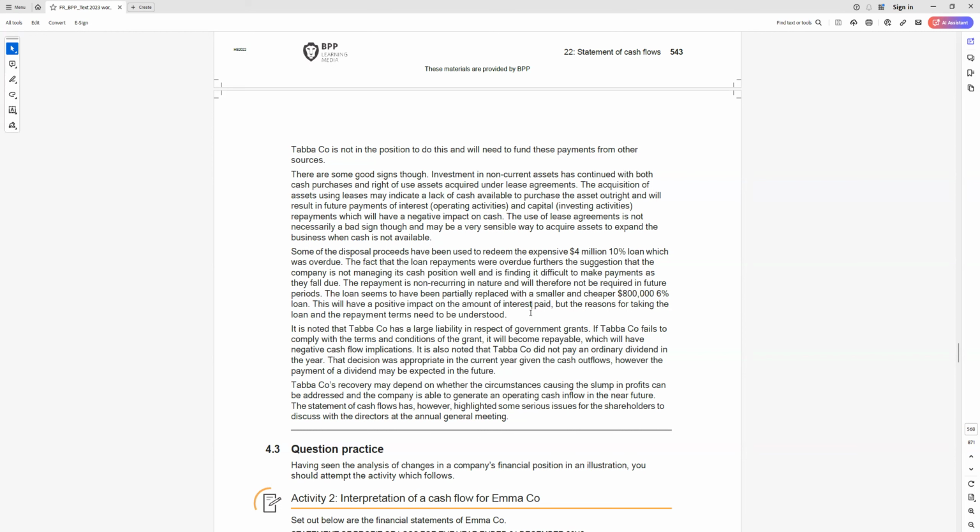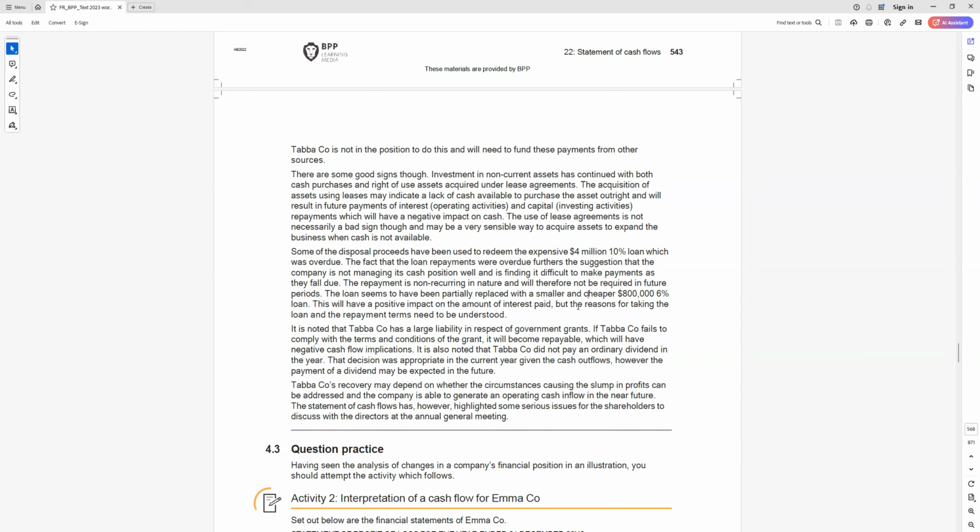So you need to know why they took this loan and how long it will take to pay. But the only good thing we can see here is 6% compared to 10%. That means next year, the interest on the loan will be a little bit lower compared to this year, because now we're paying only 6% interest, not 10% anymore.